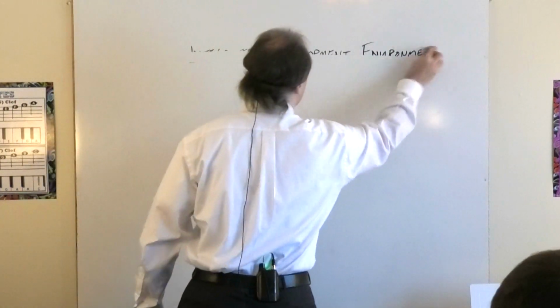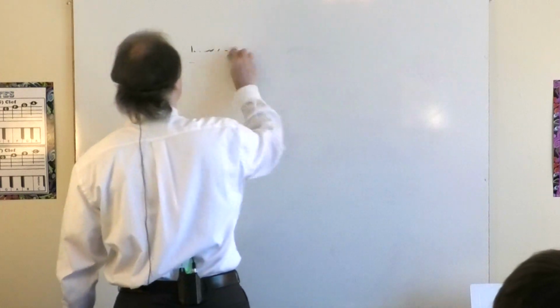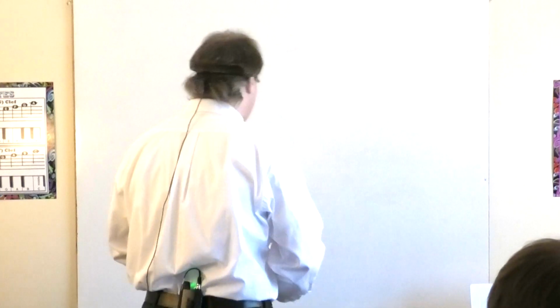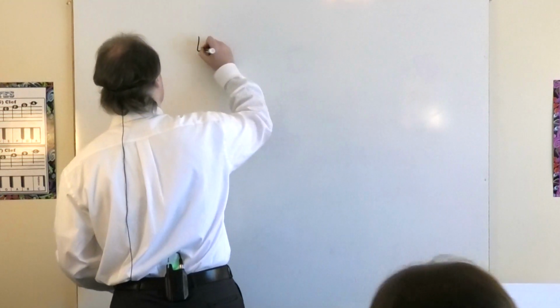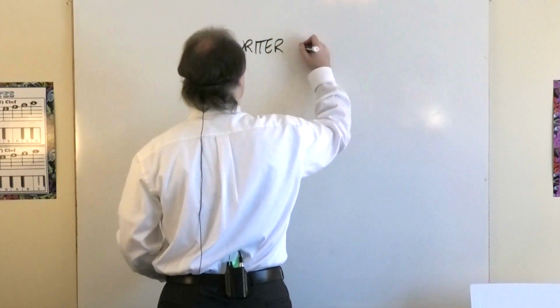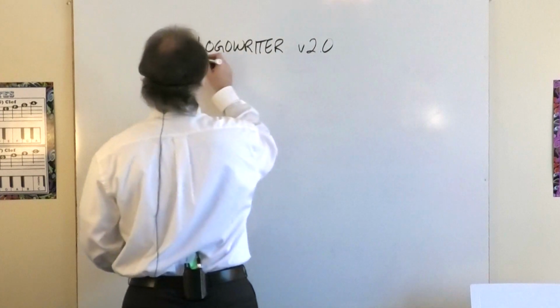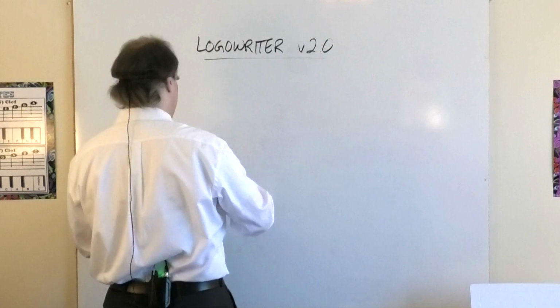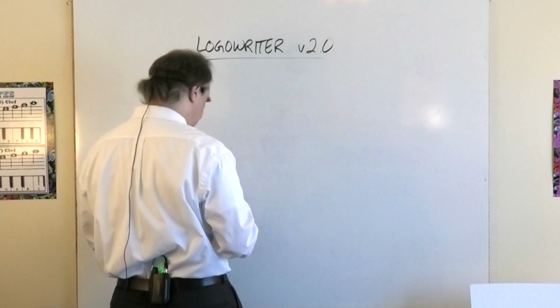We don't have an Integrated Development Environment for LogoWriter. What we have is something called the flip side. And what that means is if you take a book, and you take a sheet of paper and you flip it over so that you can write on the back of the paper, and then you turn it over and you can draw on the front of the paper, that's what the flip side is. It's your Integrated Development Environment. So in LogoWriter version 2.0, which is what we're using from like 50 years ago, it's called the flip side. That's your Integrated Development Environment.